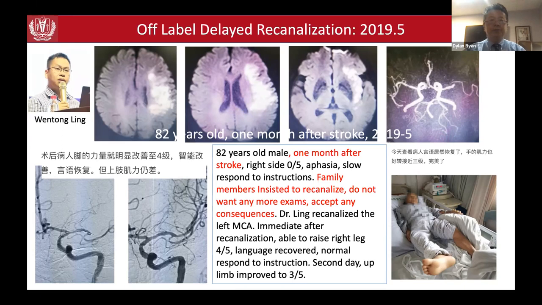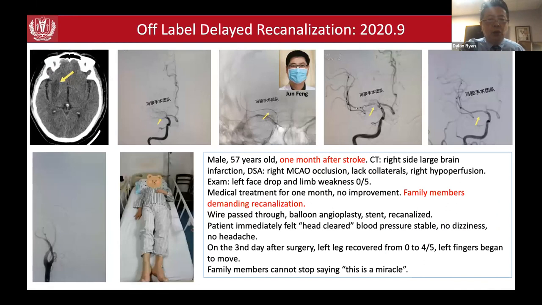Here is another one. My friend sent it to me. You see the right side middle cerebral artery occlusion. He did a stent to hold the vessel open. Unfortunately, it's not on my computer, so I don't have the video. You can see the same thing: 57 years old, 1 month after the stroke. Again, medical treatment didn't do anything, and family members were demanding recanalization. On the third day after surgery, the patient basically totally recovered. I have the video, but I can't show you today because it's not on my computer.